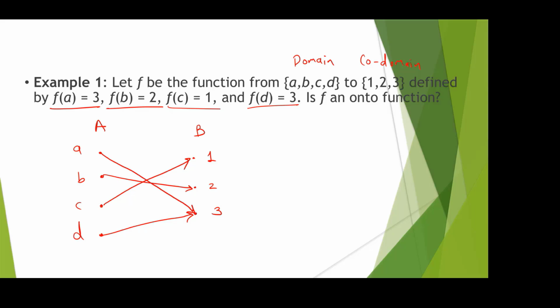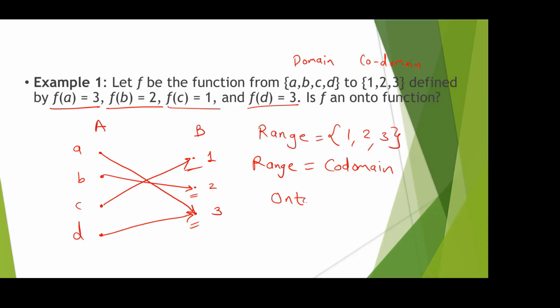Yes. In an onto function, we have to check the range of this function. So what are the elements in the codomain that have incoming arrows? 1 has an incoming arrow, 2 has, 3 has. So 1, 2, 3 all participate in the function, and whenever we see that the range is equal to the codomain, we say this is an onto function.